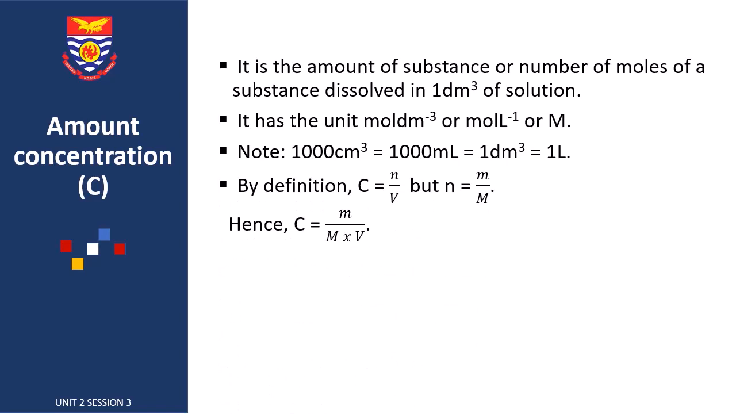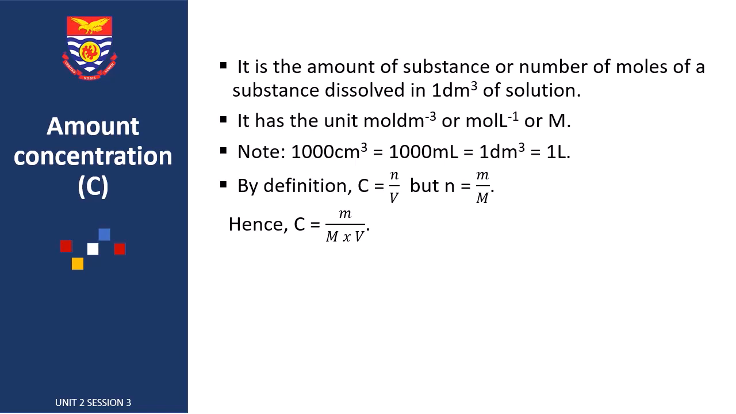From the definition, amount concentration is also referred to as molarity, and it is expressed as amount in moles over volume in cubic decimeters. If you remember when we were treating the mole, we said that the number of moles is mass over molar mass. So we can substitute mass over molar mass in place of the amount, n, and that gives us concentration to be mass over molar mass times volume.